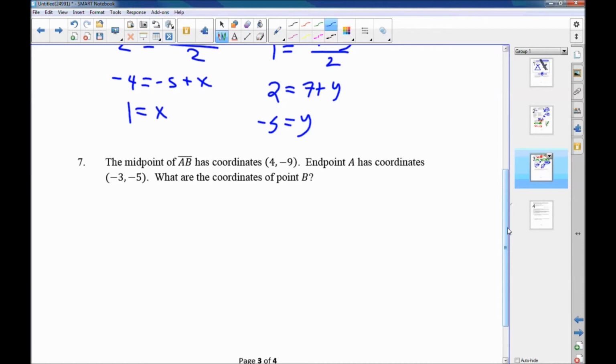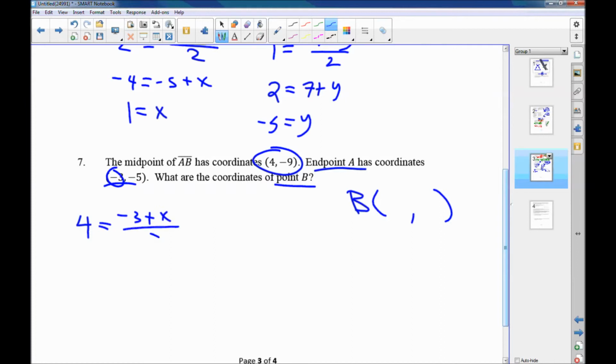And one more time, we already know the midpoint. Endpoint A has these coordinates, and we want to know what is B's then. All right, so we're looking for B's X and Y value, the other endpoint. All right, so I know the midpoint has an X value of 4, and we would find that 4 usually by adding up negative 3 plus the other X coordinate and dividing by 2. So I multiply both sides by 2 to get 8. So negative 3 plus X. And then I'll add 3 to both sides, and I find out the X coordinate of B is 11.